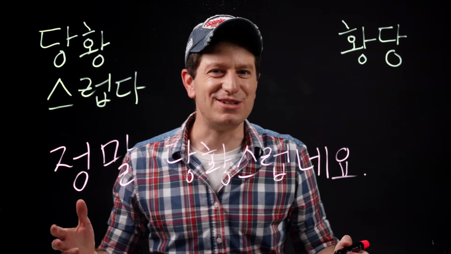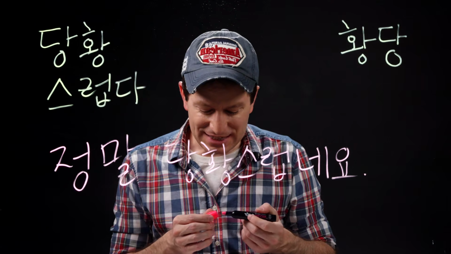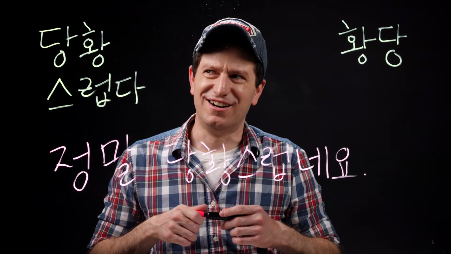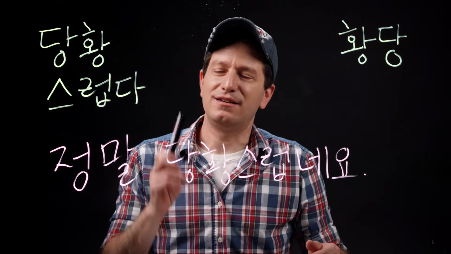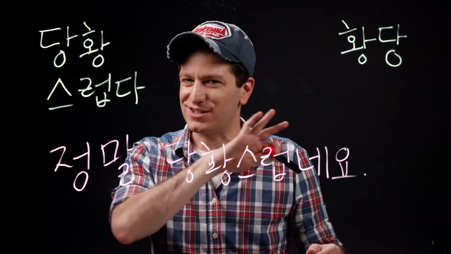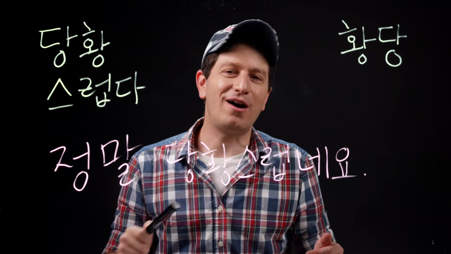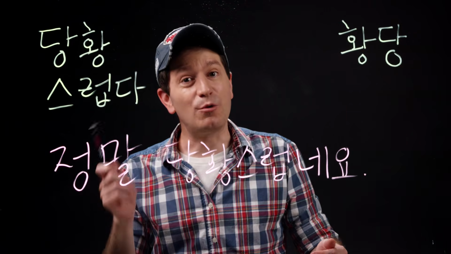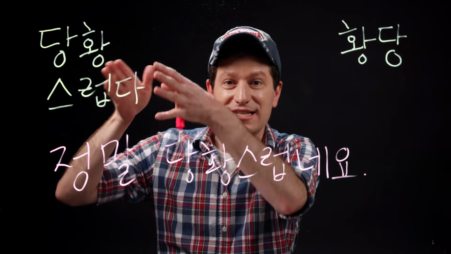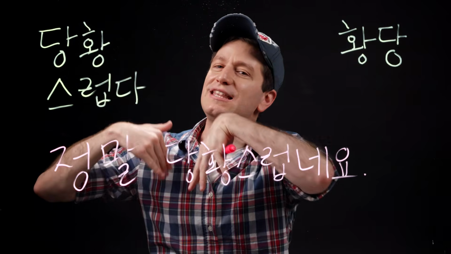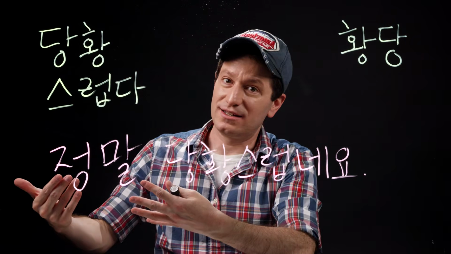Like, I don't know what to do. So again, the feeling is kind of like, what do I do? And again, most commonly, if you're just using it to describe someone's feeling, you want to have it at the end of a sentence, use 당황스럽다. And use 당황하다 if you're describing someone as an adjective or you're saying that you made someone feel that way.